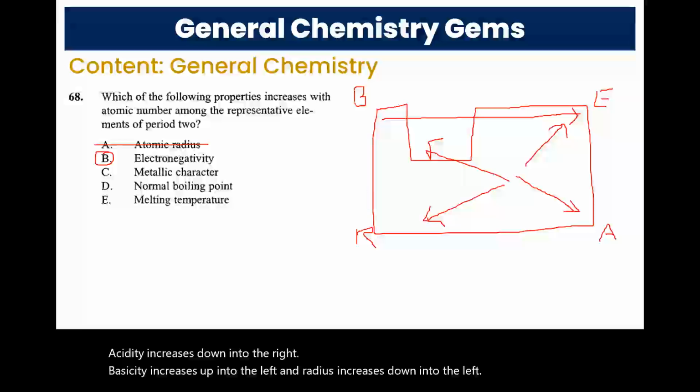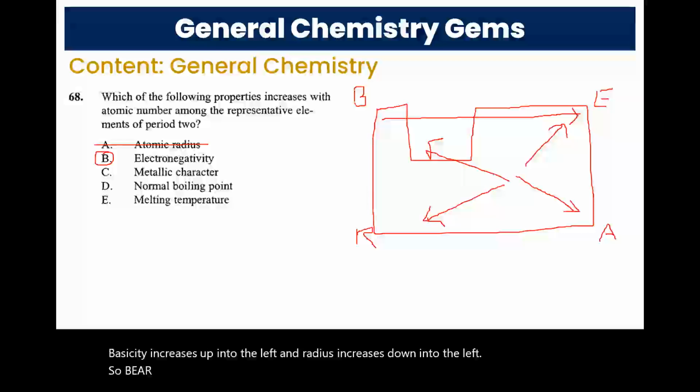So BEAR: basicity, electronic properties, acidity, radius. Love me some mnemonics.